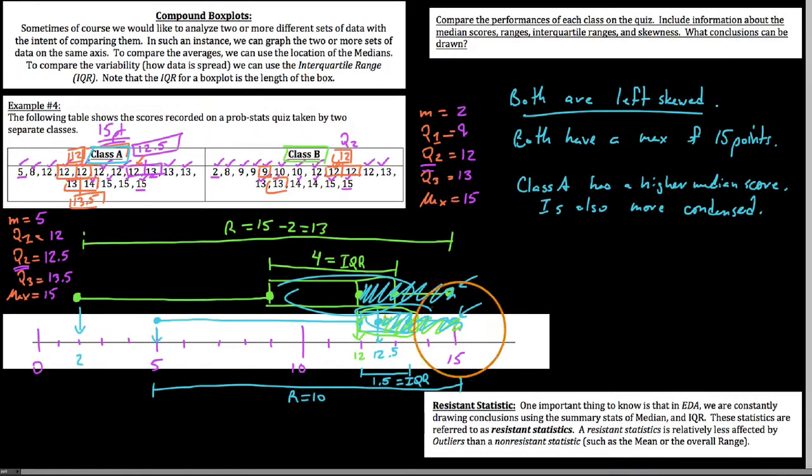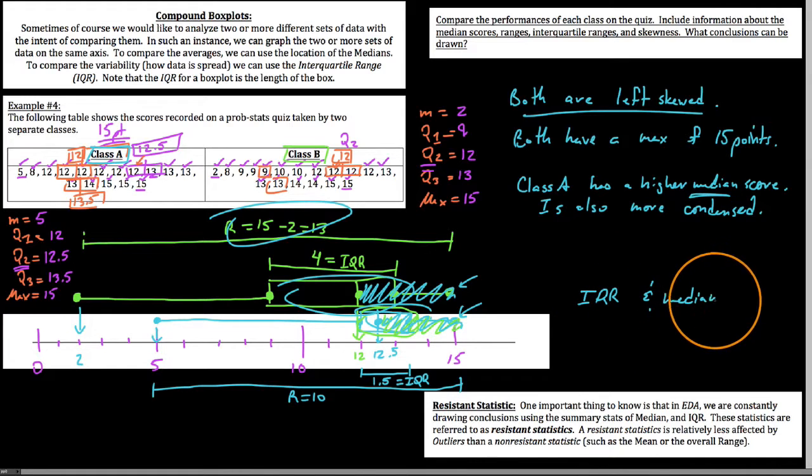Okay, so the last thing I want to mention here is a vocabulary term we learn here. It is a resistant statistic. And so when we talk about box plots, you notice that I keep talking about the median and not the average, and I keep talking about the interquartile range as opposed to the actual full-on range. And the reason why is because we consider the IQR and the median to be resistant. We call these resistant statistics.